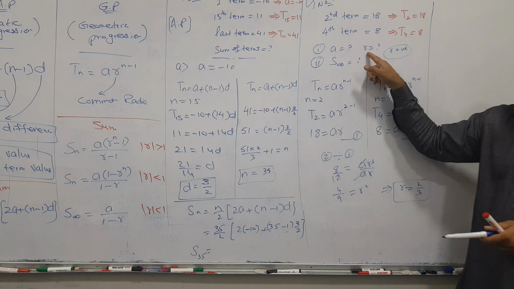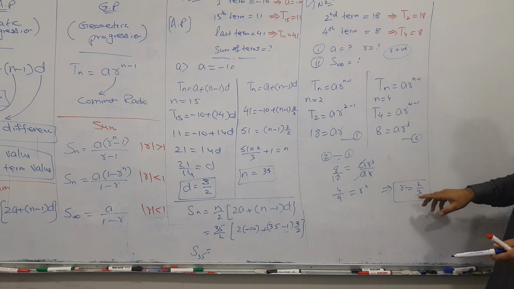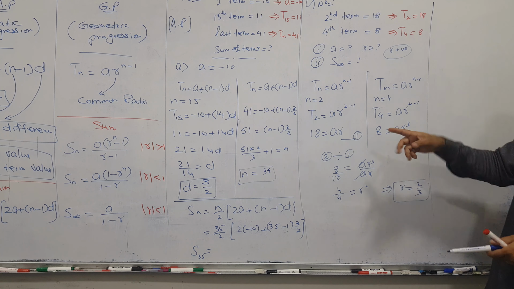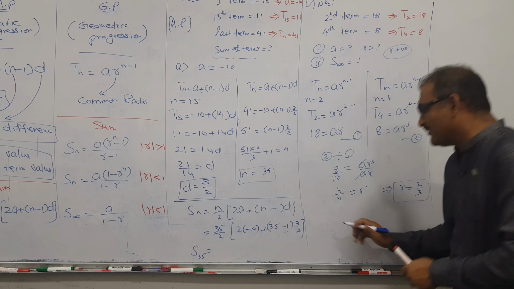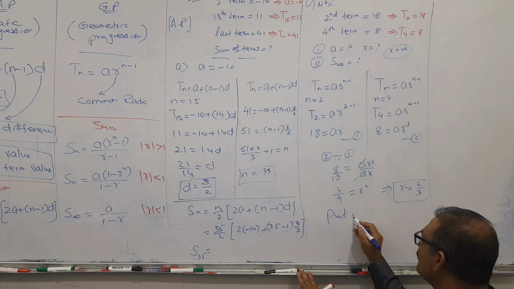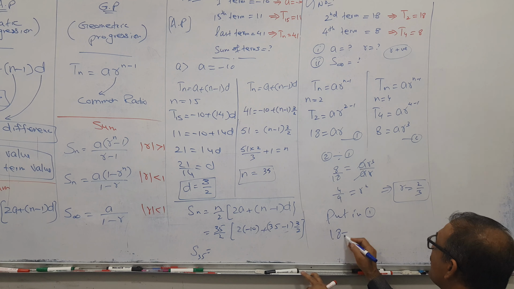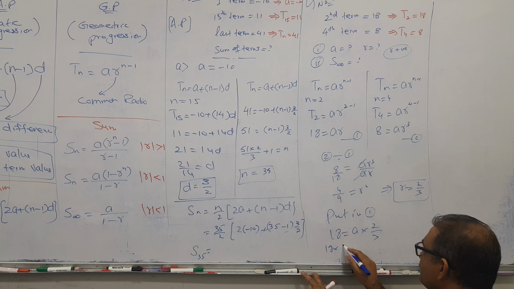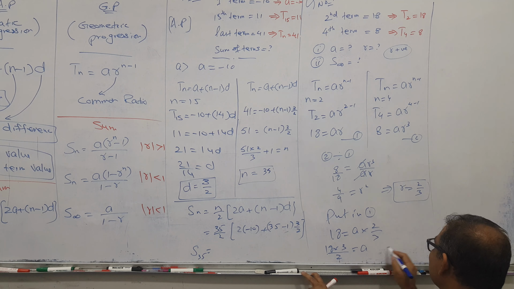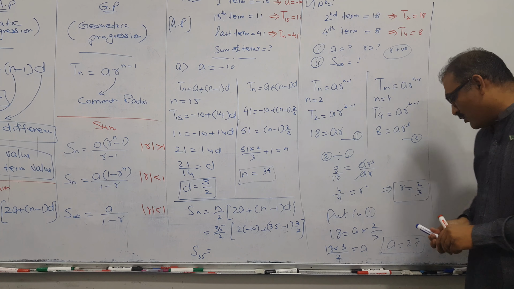And what is my next target? My next target is to find A. So it's not a hard job. We can put this R value in any one equation. I can put it in 1. So I put it in 1. When I put it in 1, let's see what happens. 18 equals A times 2 by 3. 3 goes there. 27. So the answer is 27. So simple. Last part I want to do.